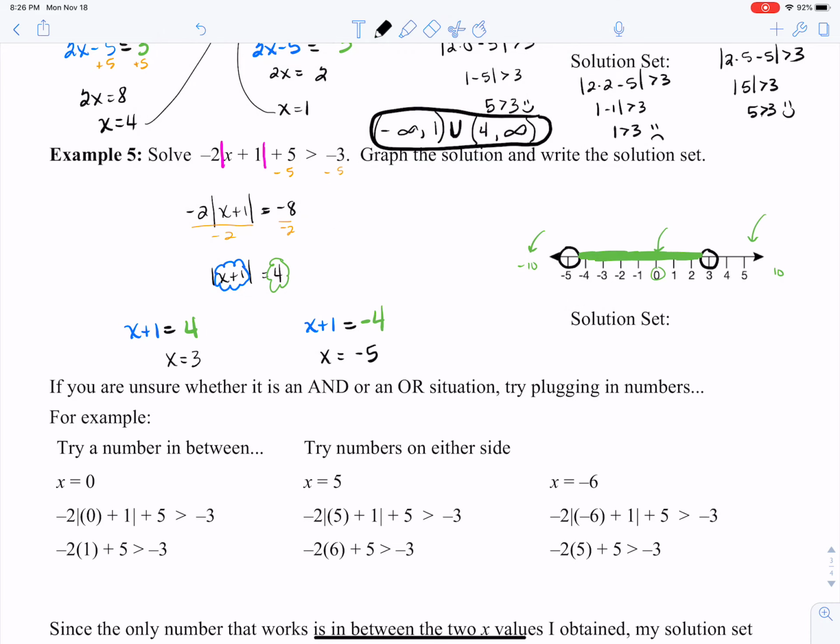Now, write the numbers that we just colored on our graph as a solution set in interval notation. Here we go. They're going to start at -5. Do not include it. Go all the way to 3. Do not include it. That's your solution set.